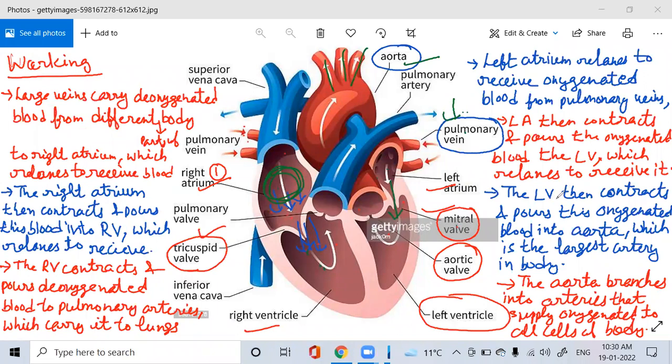So this is the circulation. Dear children, in higher classes, you will also hear about double circulation. Double circulation means during this, the blood passes twice through the heart. This process is known as double circulation. Very, very important.